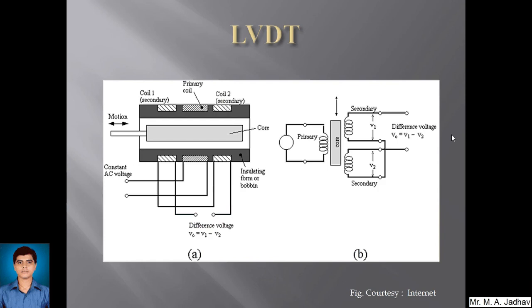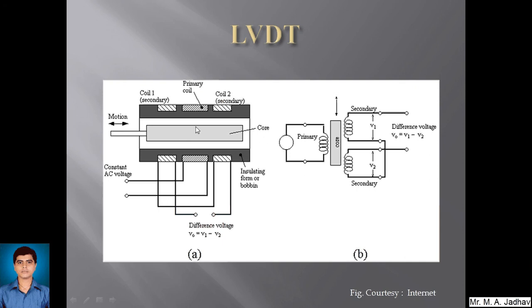Then next, LVDT, that is linear variable differential transformer, that is the full form of LVDT. How we are going to use LVDT to measure the pressure will come later. Firstly, what is the working principle of LVDT? So LVDT is a linear variable differential transformer. Here the construction of the LVDT is shown. What we have is a core, and the motion of the core will be in this direction, the x direction we can say.